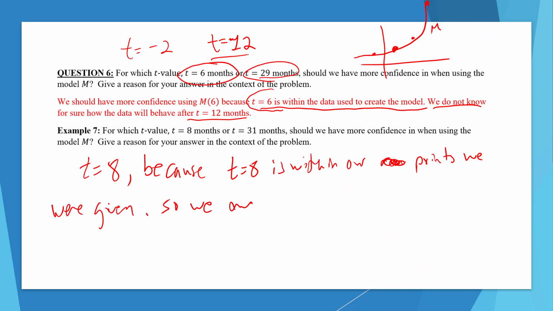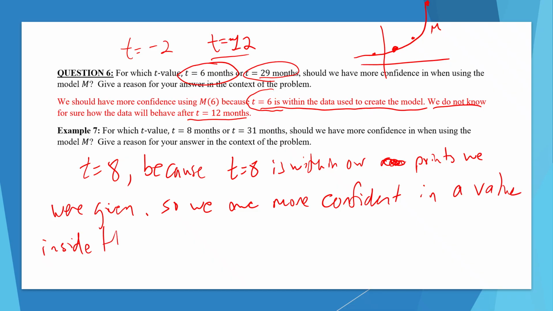So we are more confident in a value inside the interval being accurate. That's like one answer that you can have. Obviously, it doesn't need to be that verbatim. As long as you just talk about the reason being it's within those 2 points and t equals 29 is not, that would be enough there. So that would be a good answer for example 7.